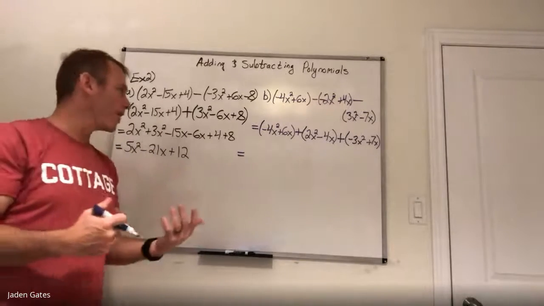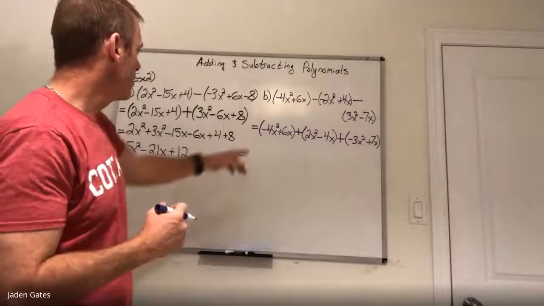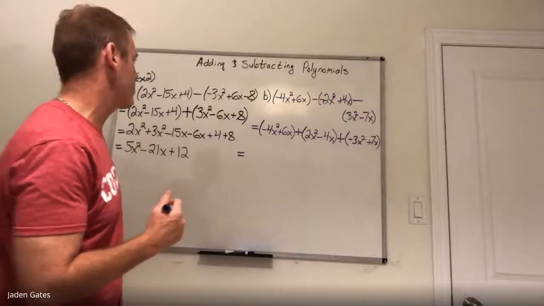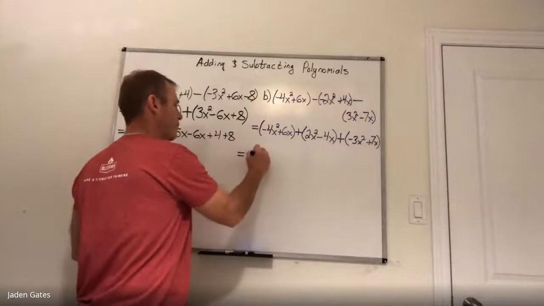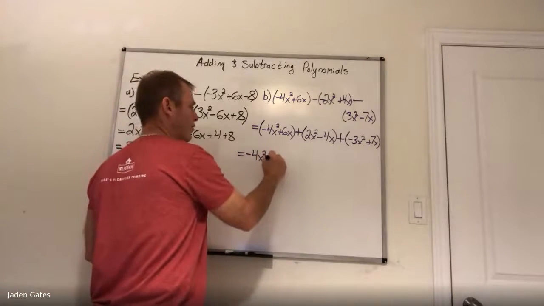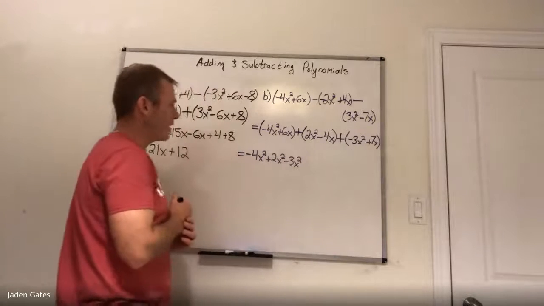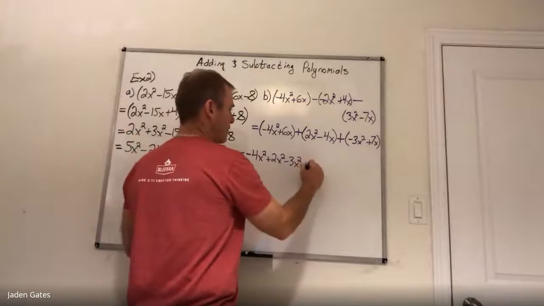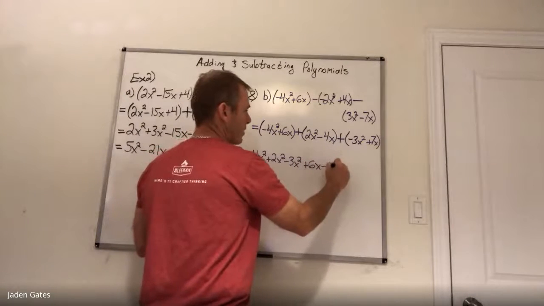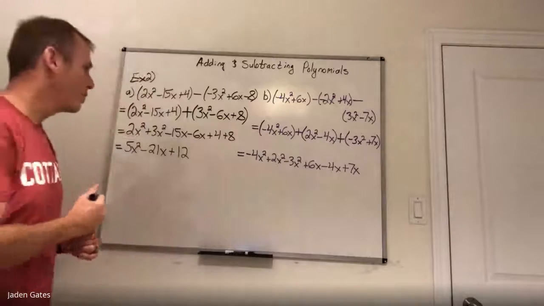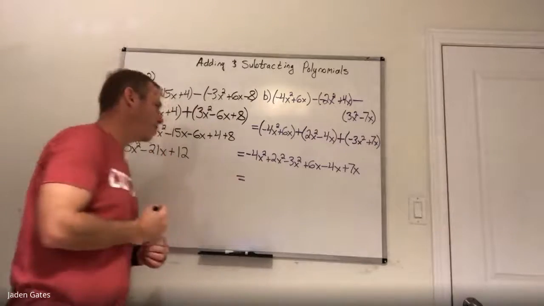So now I can rewrite everything in the proper order. I'm going to write my x squareds first, and then my x's next, and I don't have any numbers this time. And so I got a minus 4x squared plus 2x squared minus 3x squared. All right, so that's all the x squareds. Now I have a positive 6x minus a 4x, and then add a 7x. There we go. And then the last step, of course, is to put them all together.